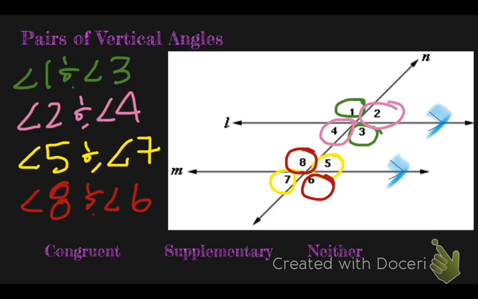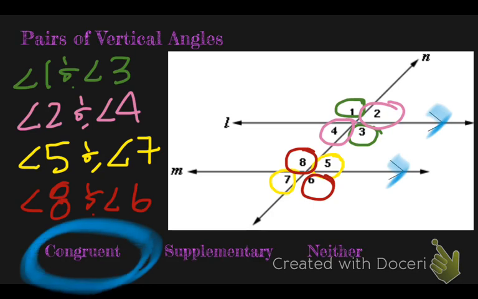Now I need to answer this question. Are these pairs of vertical angles congruent, supplementary, or neither? Well, I just jotted down the definition that vertical angles are always congruent. So I am going to go ahead and highlight congruent. So it doesn't matter if the lines are parallel or not, vertical angles will always be congruent.